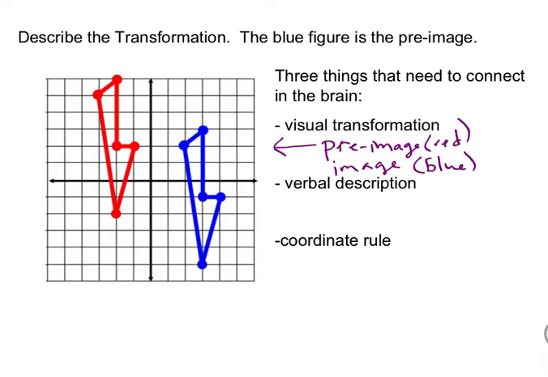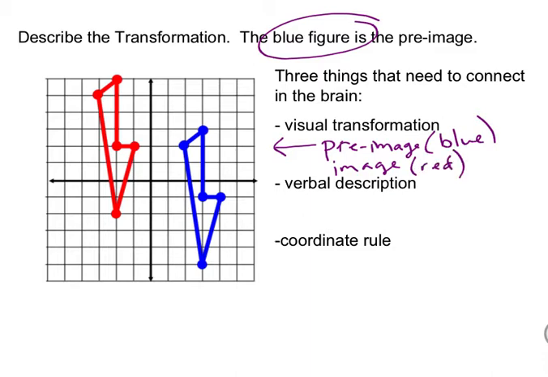Oh, sorry, it does say the blue figure is the pre-image. So I'm going to change that. So the pre-image is the blue one, and the image is the red one. Okay, so that's the visual transformation, just the picture of it. You can see that it's moved, you can see they're congruent. That's the picture, visual, what you see with your eyes.